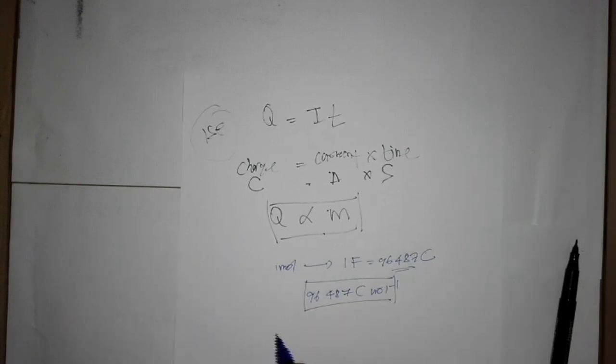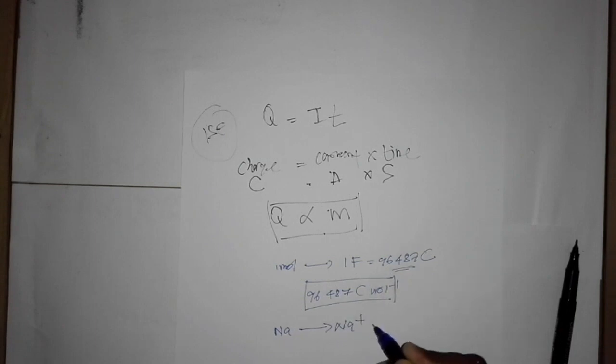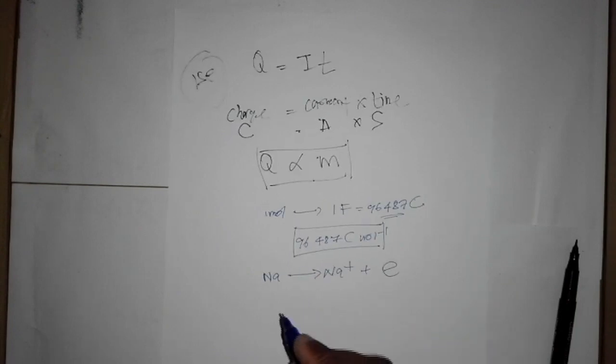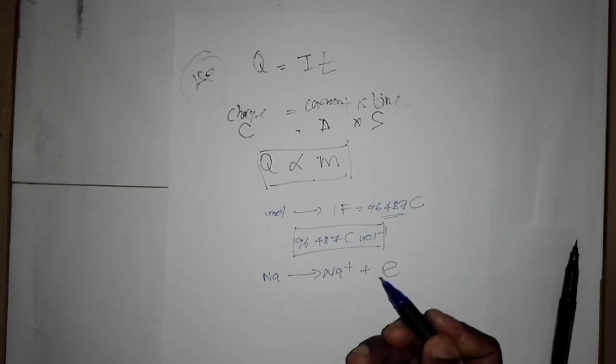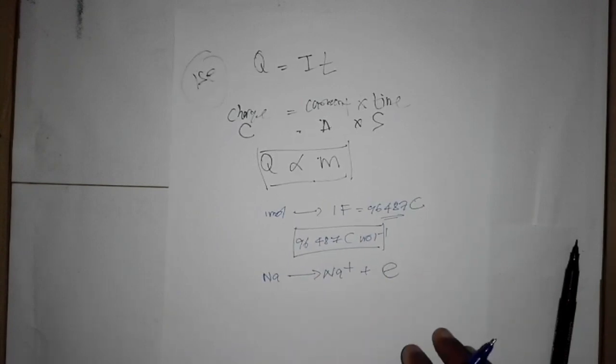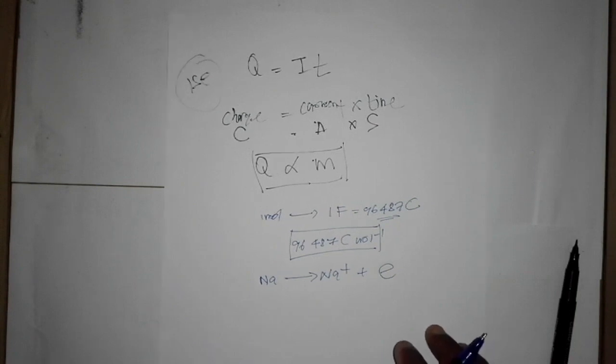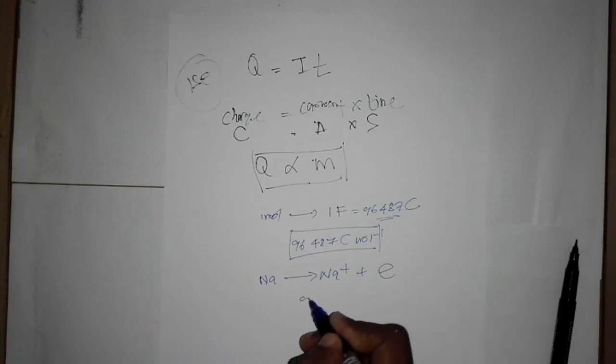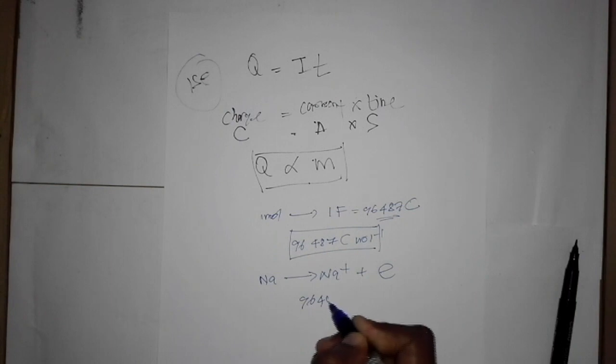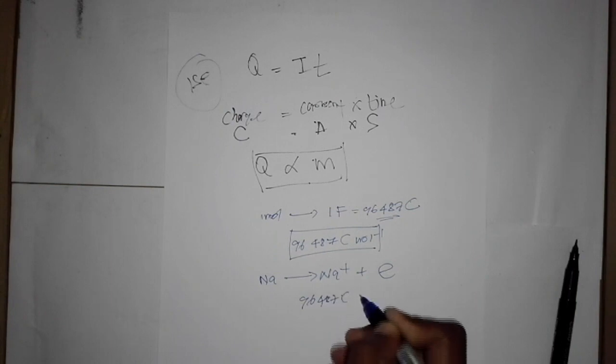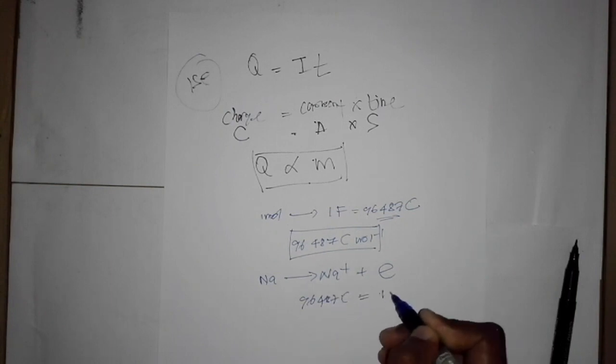Consider the oxidation of sodium, which converts into sodium plus by removing 1 electron. Very simple. The amount of charge required for the electrolysis process is 96,487 coulomb, or 1 Faraday.